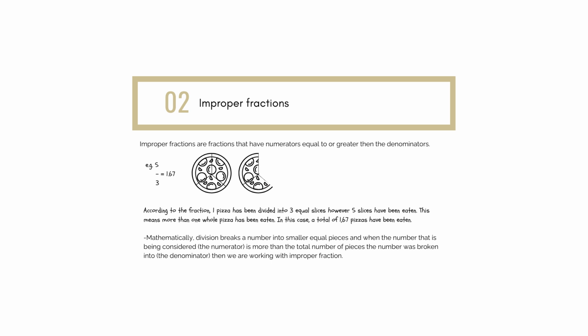Again, 5 out of 3 is not 2 separate values. This is one value. So the value of 5 out of 3 in decimal form is 1.67. So we ate 1.67 out of 2 whole pizzas.